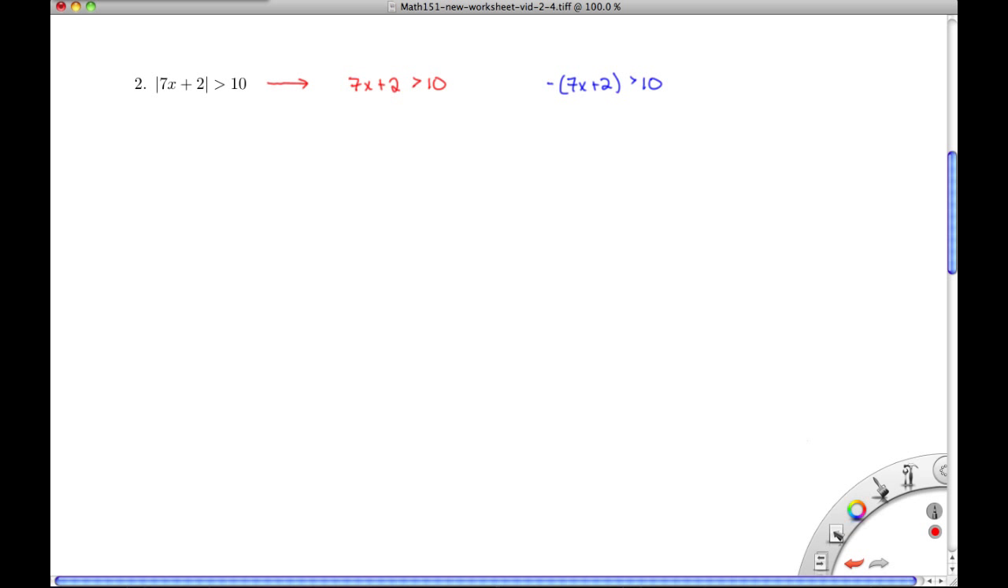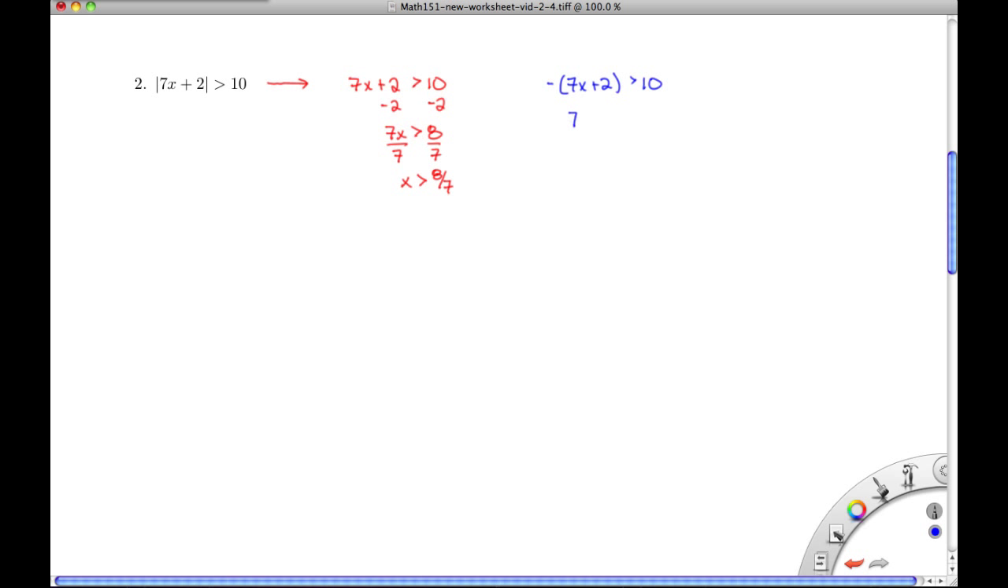So if we go to solve this first one, we subtract 2. We're going to get 7x is strictly greater than 8, and divide both sides by 7, and that's going to give us x is greater than 8/7. Okay, so there's one.